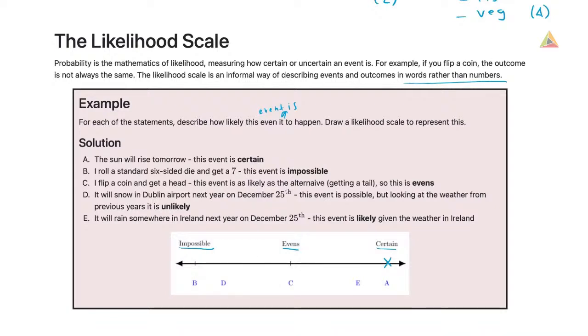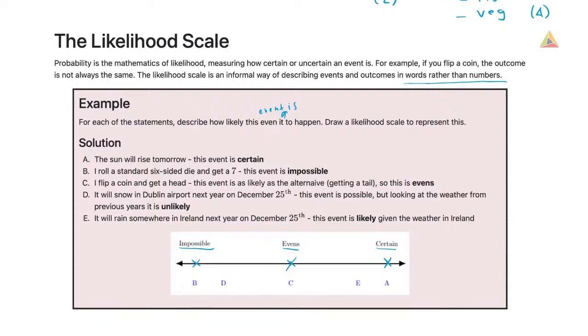If we look at B, I roll a standard 6-sided die and get a 7. So this event is impossible. It must be impossible because there's no such thing as rolling a 7 on the die. So you can see that B is down as impossible. If we look at C, I flip a coin and get a head. This event is as likely as the alternative of getting a tail. So this is even because you've only 2 possibilities. Either you get a head or you get a tail. So for C, we place it at even.